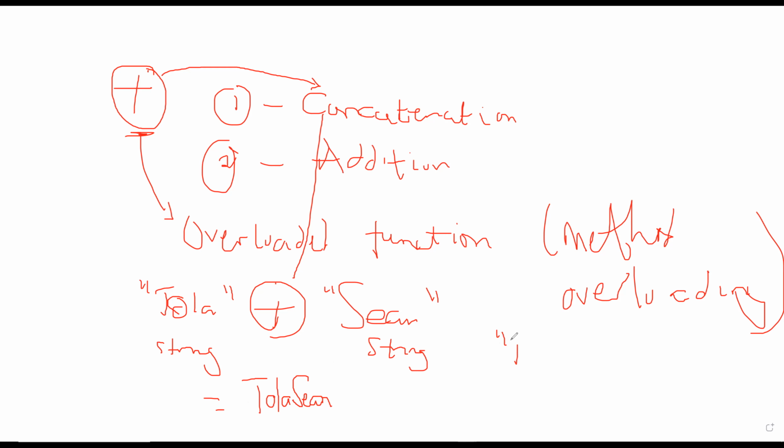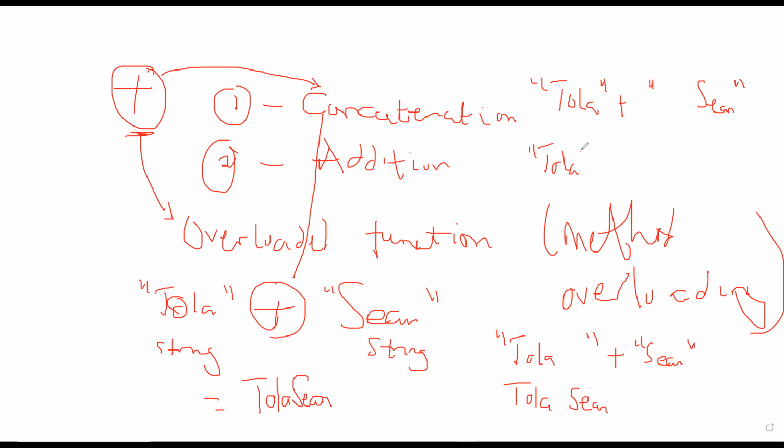However, if you do Tola, space, plus Sean, then you have space in between the two names. This also can be achieved by doing Tola plus space, plus Sean. Another way you can achieve this is doing Tola plus, space, plus Sean. All these three, 1, 2, and 3, will give you this. Is there any question?